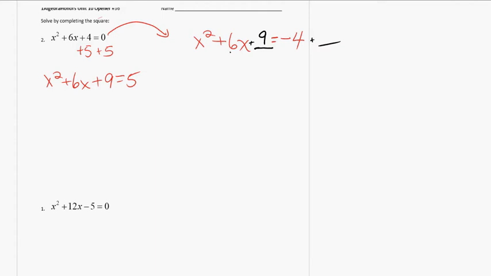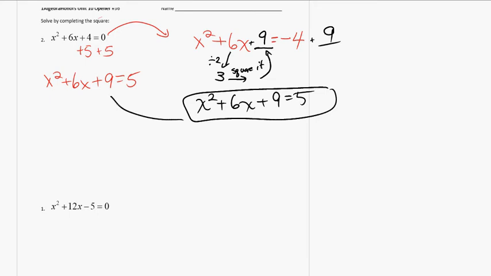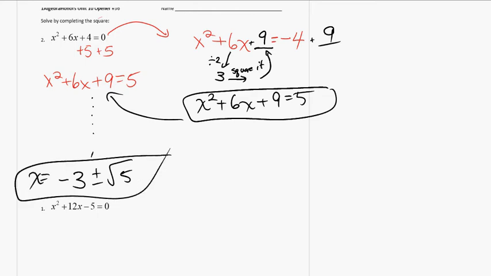And how do I come up with 9? Well, I take half of 6, and I get 3, and then I square it to get my 9. And since I add 9 to the left side, I have to add it to the right side too. x squared plus 6x plus 9 must equal negative 4 plus 9, which is 5. Again, the same problem. And I expect you to come up with a solution, but you can look at the answer above. I believe it's negative 3 plus and minus the square root of 5 is your x value. Okay, so make sure you have the solution there.